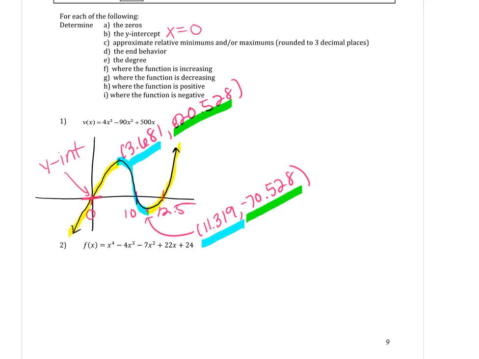Remember, positive is above the x-axis, so you are positive in the interval of 0 to 10 and 12.5 to infinity. And then you are negative from the interval of negative infinity to 0 and 10 to 12.5. Okay. So, I quickly went through those vocabulary words in the last part of that, but the most important thing in this video is just making sure you know how to use your calculator to find your zeros, to find your mins and maxes. So hopefully that helped.